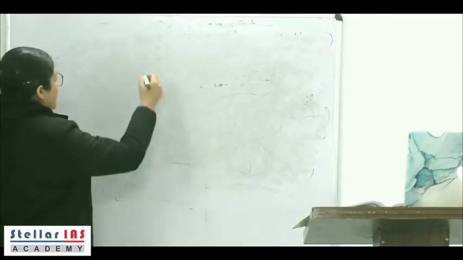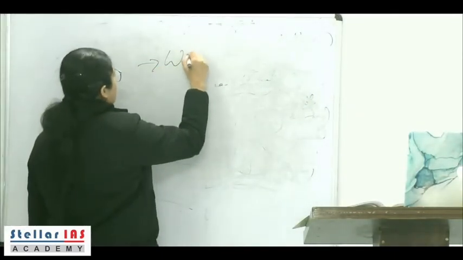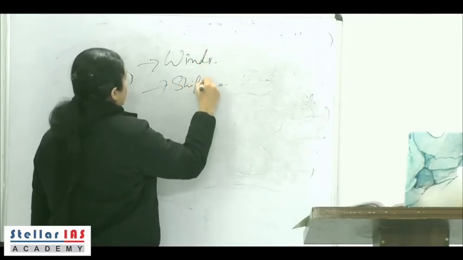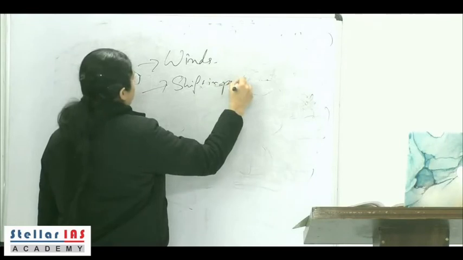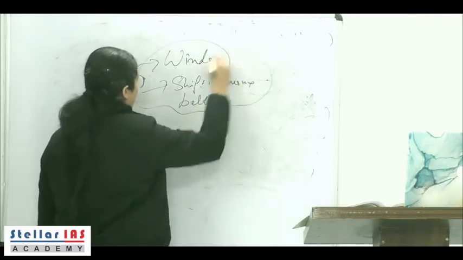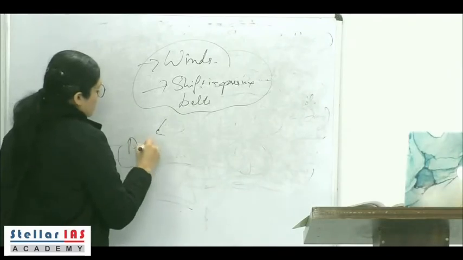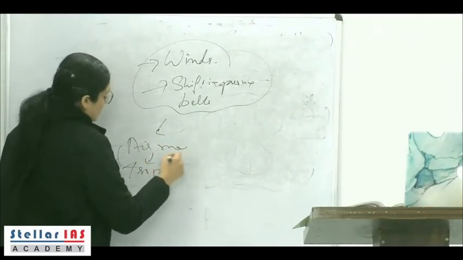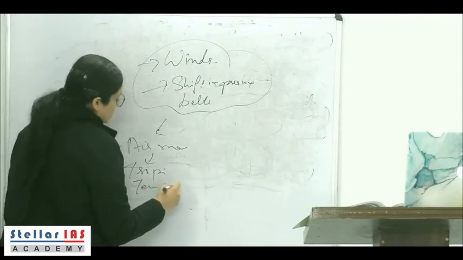So, what we have discussed is the winds and the shift in pressure belts. So, we will be continuing with the air masses, tropical cyclones and the temperate cyclones.